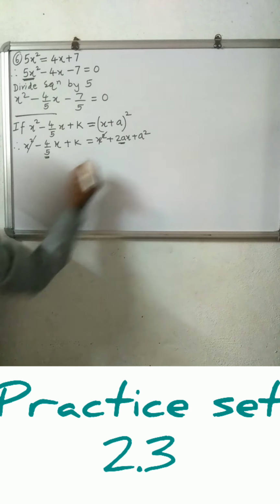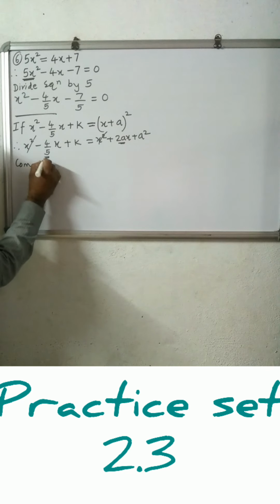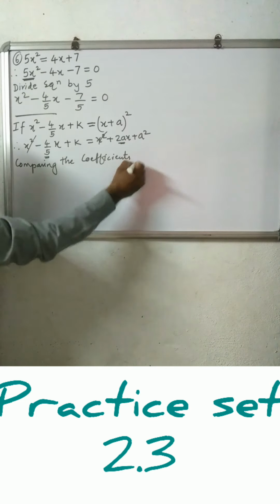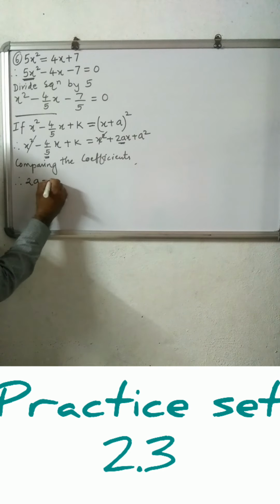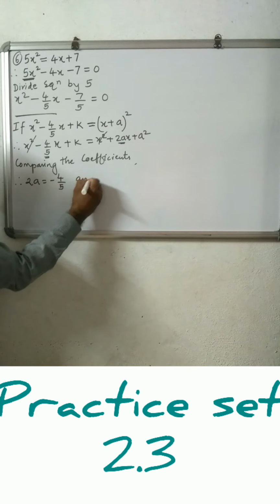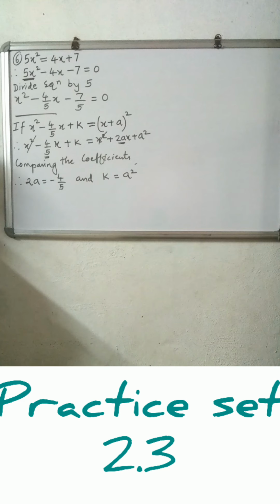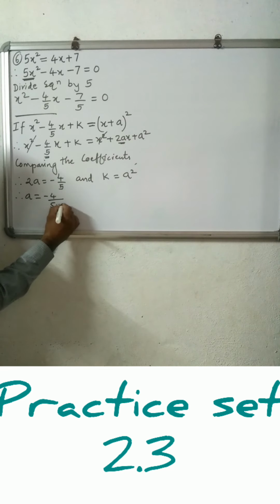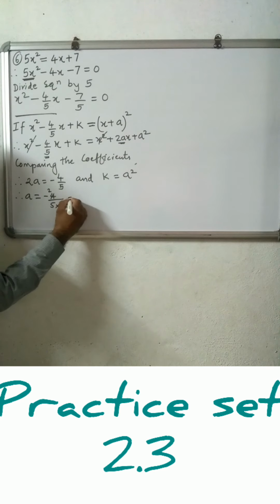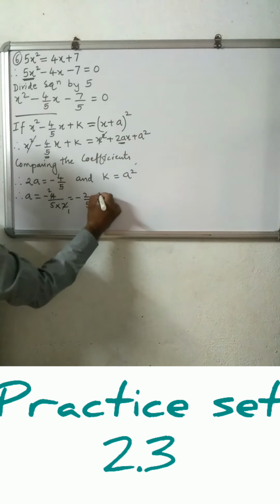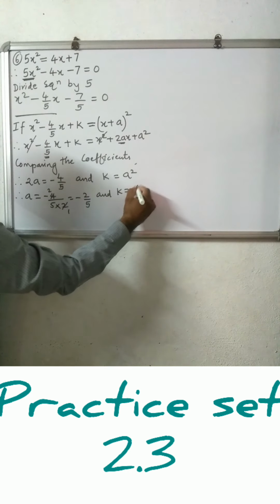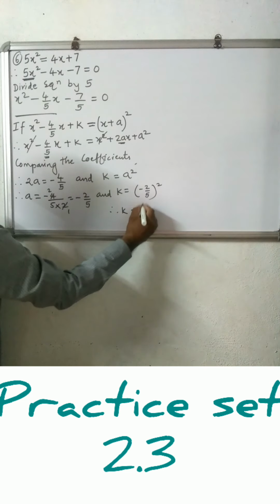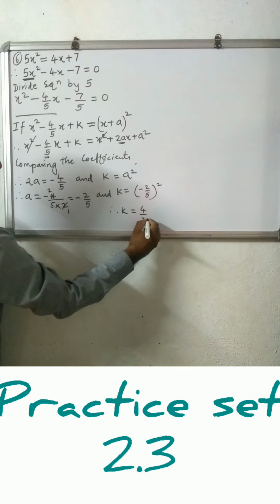Now we'll compare the coefficients. So comparing the coefficients, we get 2a is equal to minus 4 upon 5 and k is equal to a square. Therefore, a is equal to minus 4 upon 5 into 2. 2 ones are, 2 twos are, that is minus 2 upon 5. And k will be equal to a square. A is how much? Now (minus 2 upon 5) bracket square. Therefore, k will be equivalent to 4 upon 25, since 2 square is 4 and 5 square is 25.